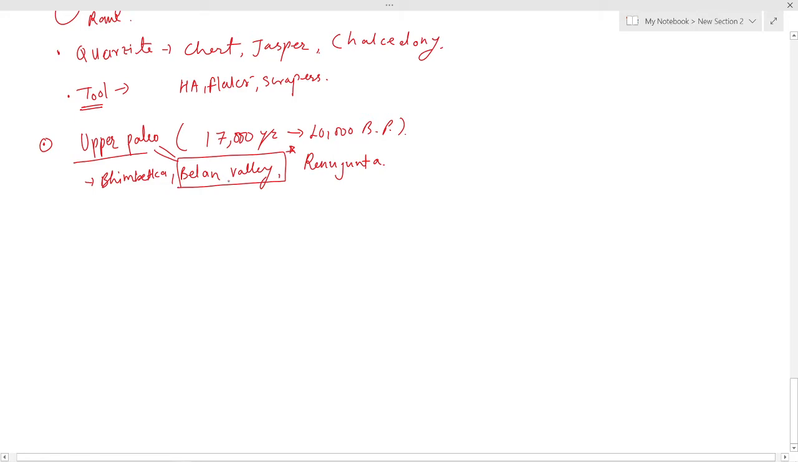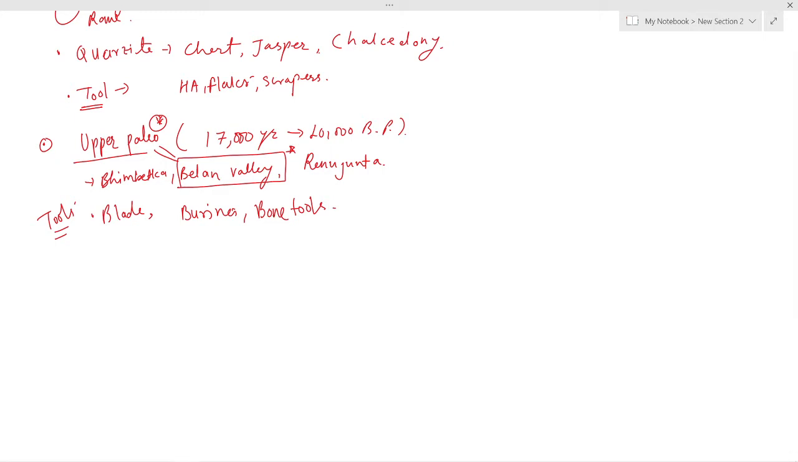It is also found along with the middle Paleolithic site. So upper Paleolithic sites are also found with the sites of middle Paleolithic. The upper Paleolithic tools are mainly blades. Here the tools started getting sophisticated, from chopping tools to tools like hand axes, flakes, and scrapers, and here the tools are blades, burins, and bone tools. In some places, the middle phase is skipped and the upper Paleolithic directly leads to Mesolithic.